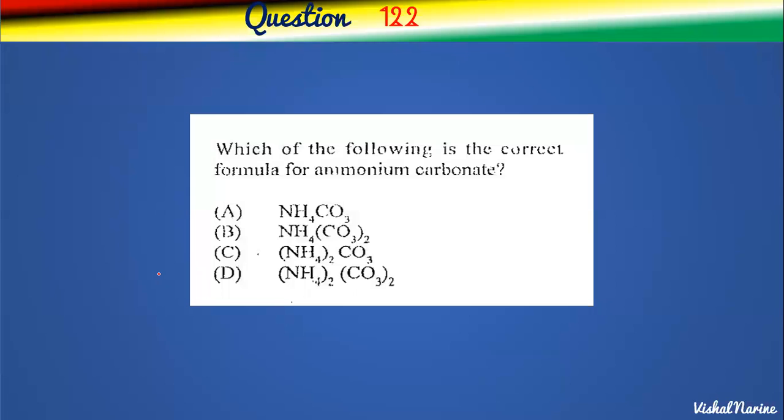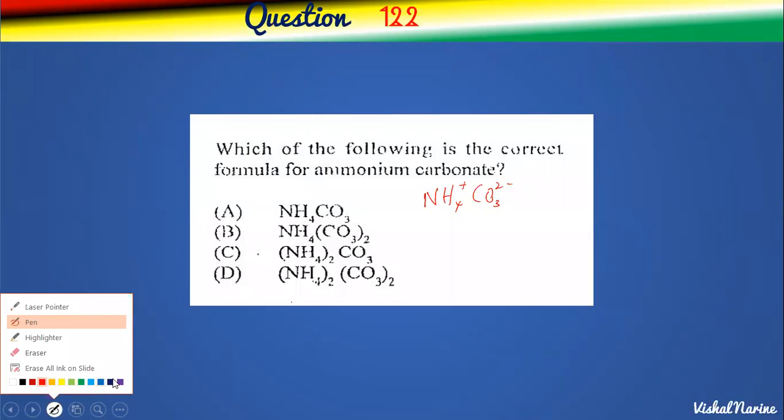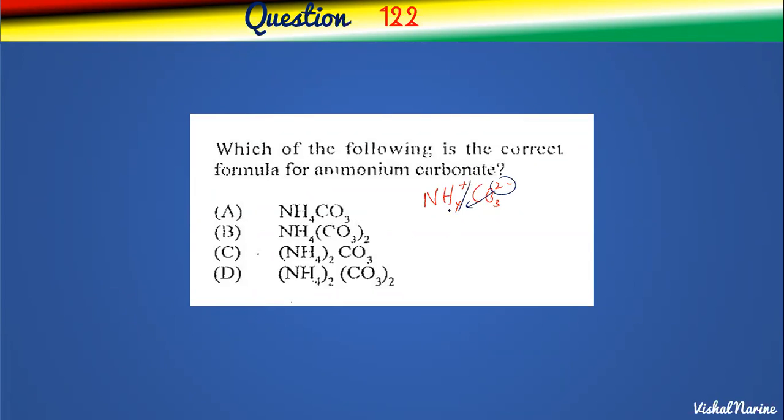122 is a very popular question in several papers, so I added this question. What is the formula for ammonium carbonate? So the ammonium ion has a +1 charge and carbonate rather, CO3 2 minus. So bring the 2 down at the bottom here to put that in brackets, and the 1 is basically coming in here. So the answer there is going to be C. All right, (NH4)2CO3.